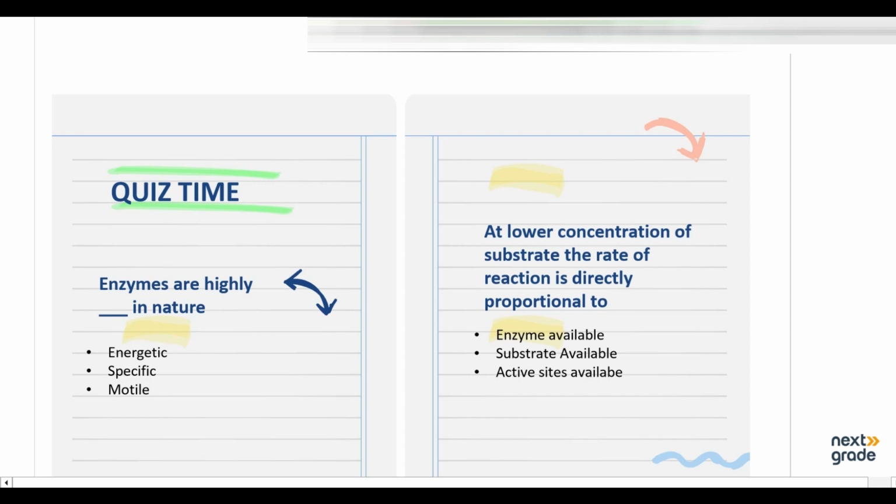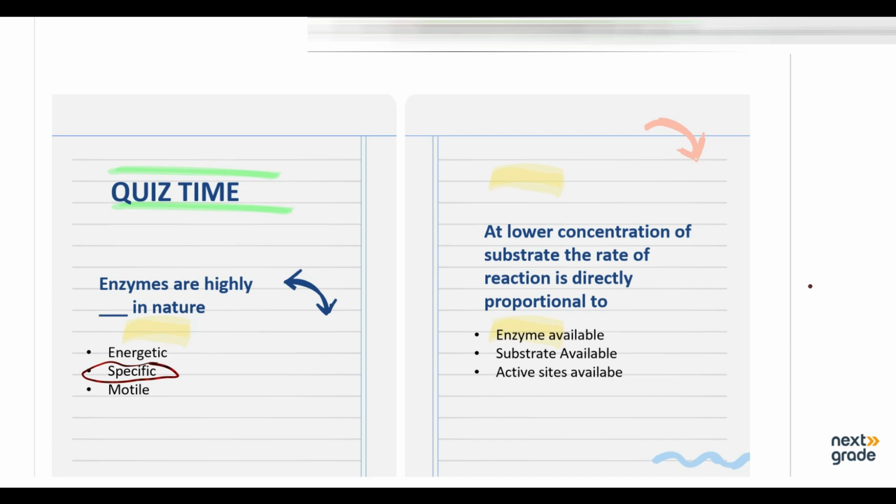After that, there is the quiz time, and the first MCQ that we got for today is: enzymes are highly dash in nature? Energetic, specific, motile. As we all know that every enzyme is different and it is highly specific in nature, so here specific is the correct answer. The second MCQ for today is: at lower concentration of substrate, the rate of reaction is directly proportional to the dash? To the enzyme available, to the substrate available, to the active site available.